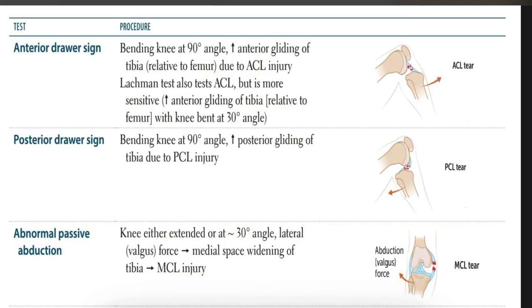Next one, posterior drawer test, or we can say posterior drawer sign. Here you can see in the procedure, in this image, the knee is flexed at 90 degrees and the tibia is pushed posteriorly. In a positive test, excessive posterior movement of the tibia means we have to suspect a posterior cruciate ligament tear. Okay.